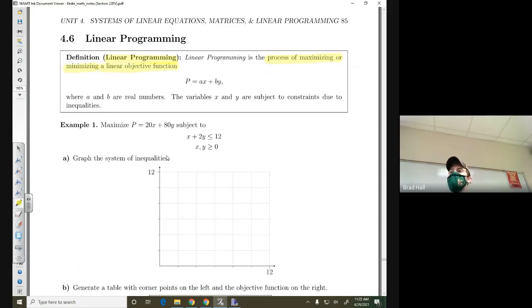So on top of graphing the inequalities, as we've been doing before, we are then going to use that graph to maximize a function. Today we're going to talk about just regular examples, and in the next class we'll look at more applications of this. So let's go ahead and look at example 1 here.